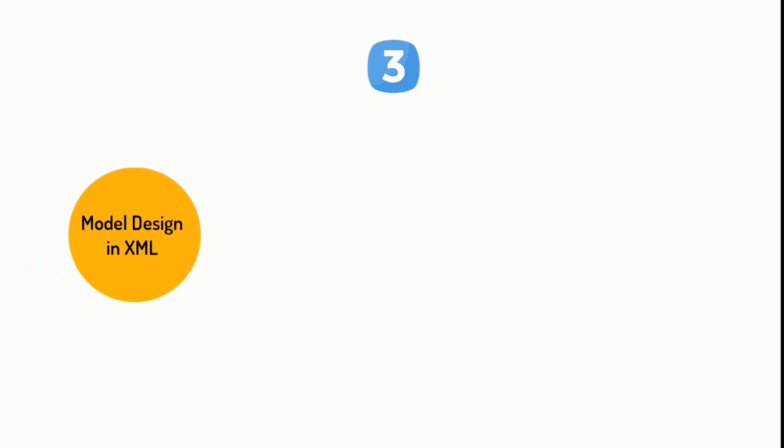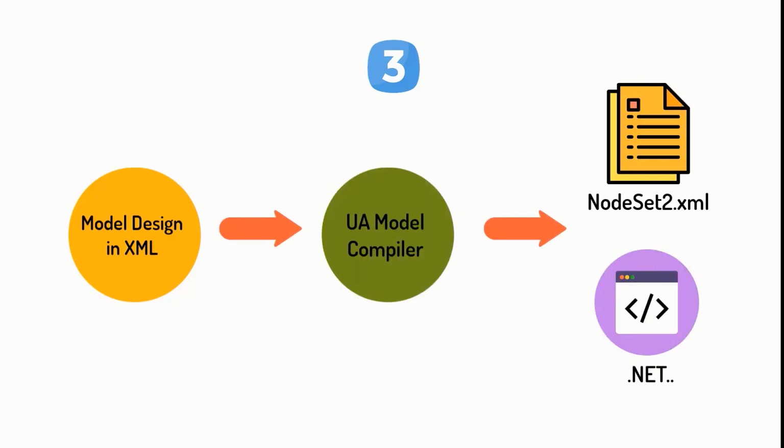Third, you could design the model using non-OPC UA standard XML, which allows you to intuitively design your model. The OPC Foundation fully recognizes this approach and provides tools such as the UA Model Compiler, which compiles your model design XML file into Node.set2.xml and also produces C# classes for importing into a .NET OPC UA server. The Foundation also provides XML schema definition files to help guide your custom model design process with syntax checking and autocompletion. For our demo, we're going to be using option 3.